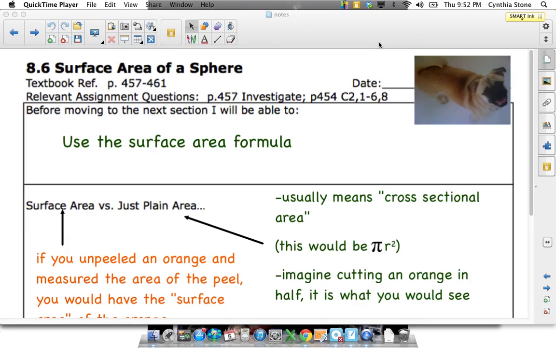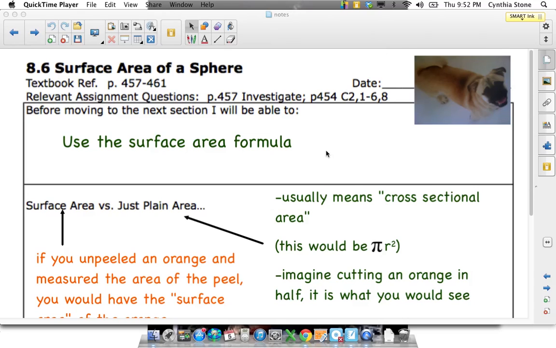Grade 9 academic course, surface area of a sphere. So today we're going to learn a surface area formula just specifically for spheres, and you're going to use it for looking not just for surface area but also for the other dimensions.